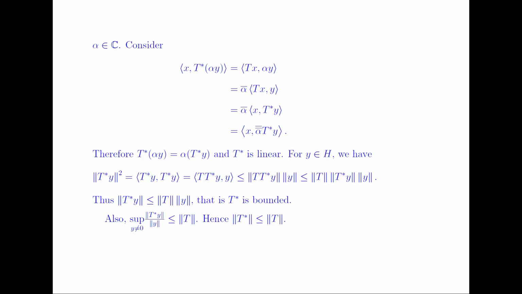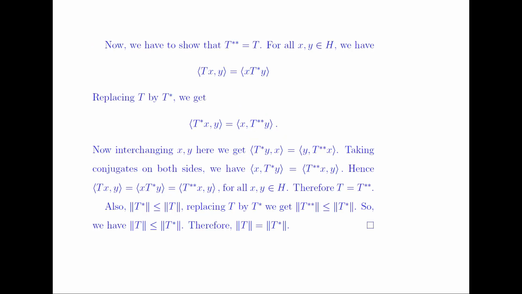And we found that the norm of T star is less than or equal to the norm of T. So now we have to show that T star star, meaning adjoint of adjoint, is equal to T. So for all x and y belonging to H, here the inner product of Tx comma y is equal to the inner product of x comma T star y.